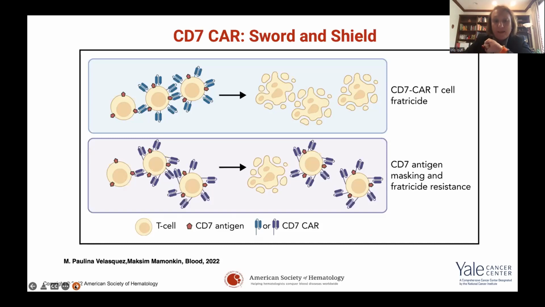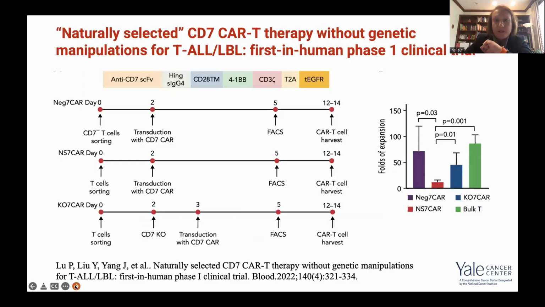This is a Chinese group that actually developed a novel method of CD7 antigen masking that makes the cells fratricide resistant. And their initial study, published earlier, used these naturally selected CAR T cells without genetic modification.